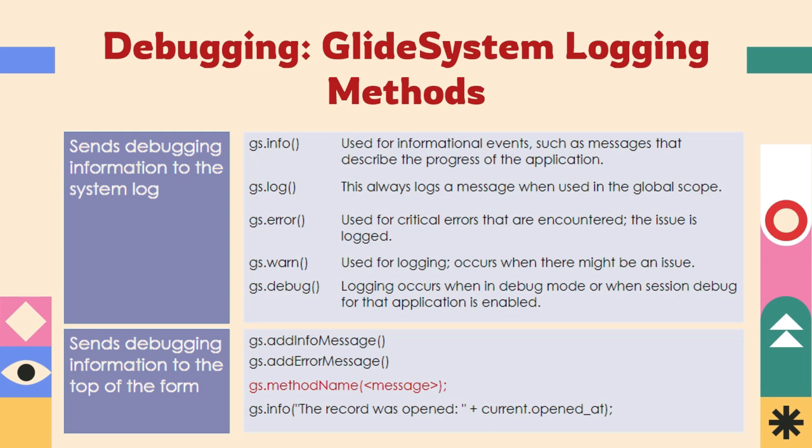And we can see how to display the debugging information on our form where we are executing our business rule. So we have the gs.addInfoMessage, gs.addErrorMessage, and other methods, whatever is available for our use in terms of business rule, and we can use those as well. Whatever methods are available under business rule, we can use to send some information to the form.